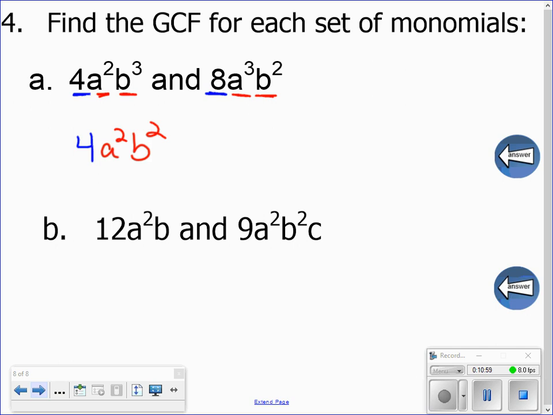We look at the next one and we're doing the same thing. Again, I'm going to look at the greatest common factor between 12 and 9, which would be 3. Look at the greatest common factor between a squared and a squared, which would be a squared. b and b squared: because this one has 1 b, this one has 2, they both at least have 1. And this term doesn't have a c, so the greatest common factor would not contain the c term. So your greatest common factor for this one would be 3a squared b. This is how we factor monomials and how we identify the greatest common factor between two terms.